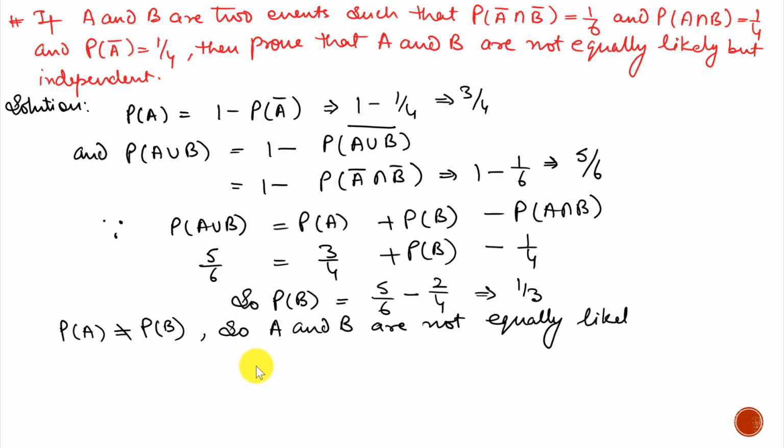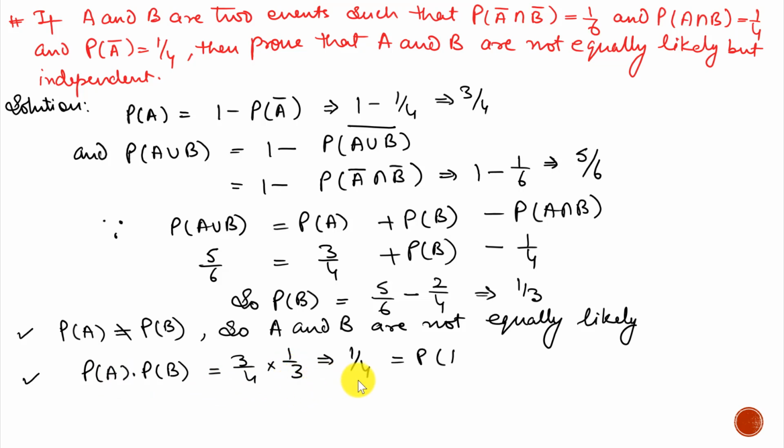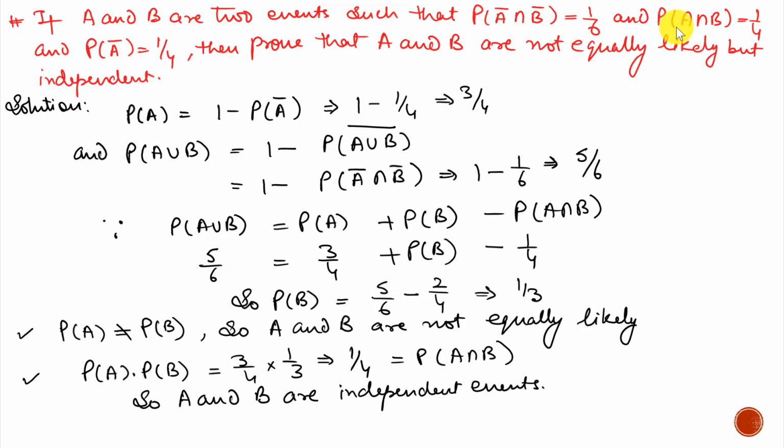And again, if we calculate the probability of A into the probability of B, it equals 3 by 4 multiplied by 1 by 3, which equals 1 by 4, and is exactly equal to the probability of A intersection B. So A and B are independent events.